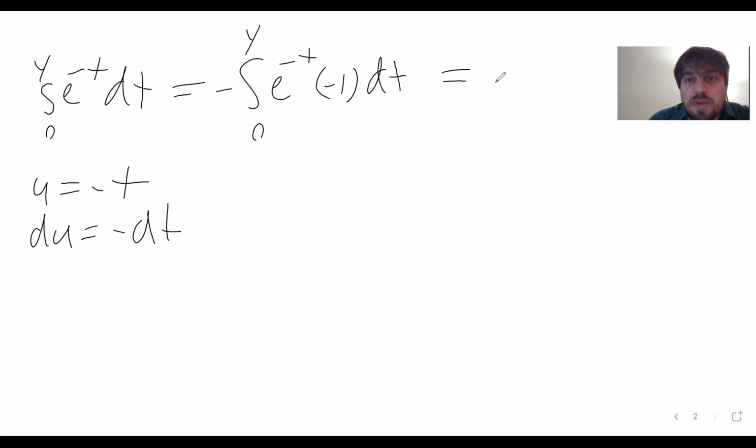And so now this is equal to negative the integral from 0 to y of e to the... we're going to do it with respect to u. U is negative t, so this is e to the u for e to the negative t. du is negative dt, negative 1 dt is negative dt, which is du. And so we make this substitution.